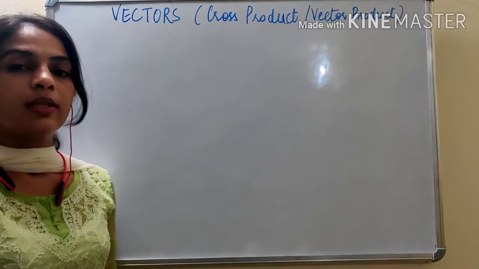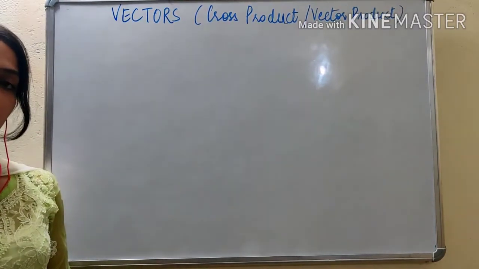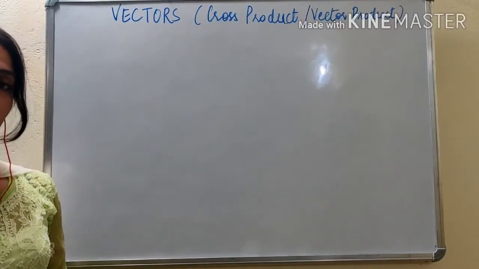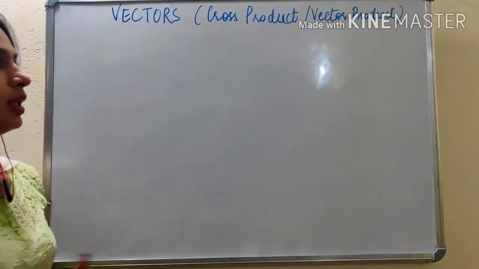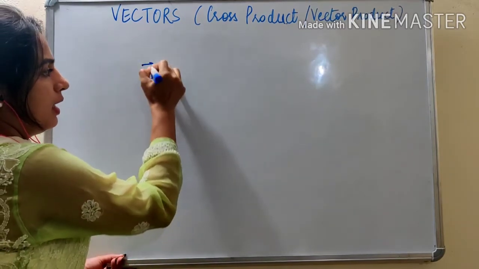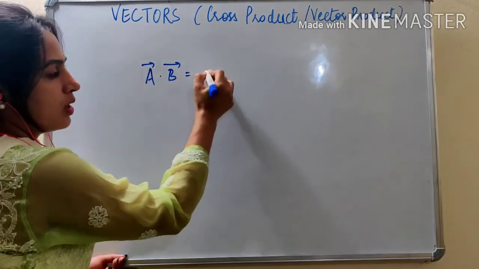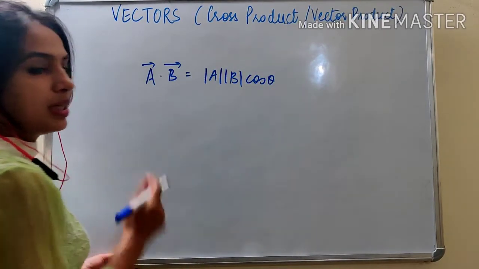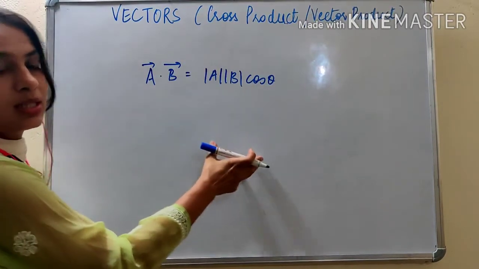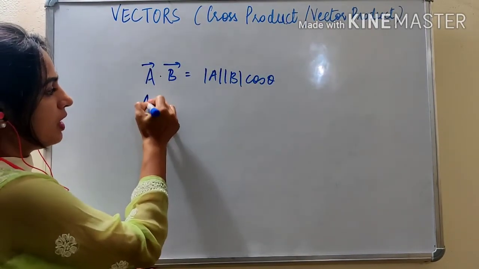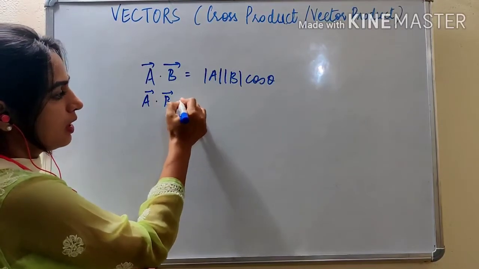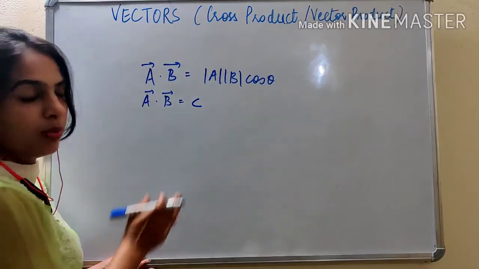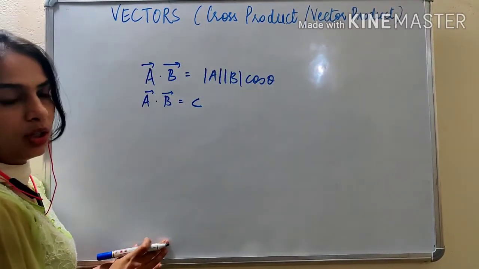Hello students, in the previous class we studied the dot product of two vectors. When we multiply two vectors using the dot product, A dot B is magnitude of A, magnitude of B and cos theta. Since the dot product gives you a scalar quantity, if A dot B gives you C, then this C will be a scalar quantity. It will not be a vector quantity, so it will have only magnitude.